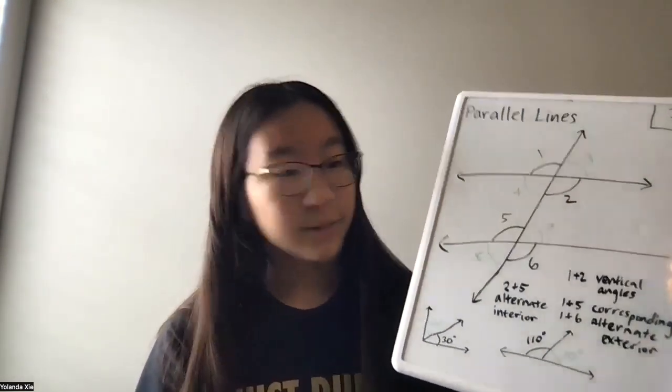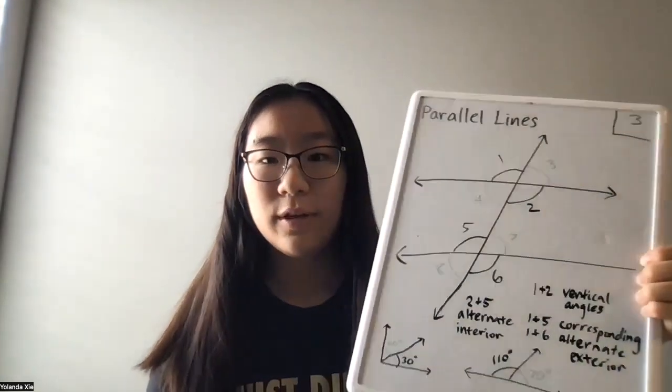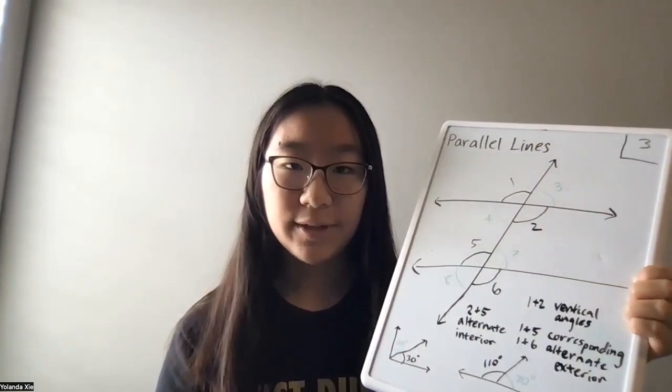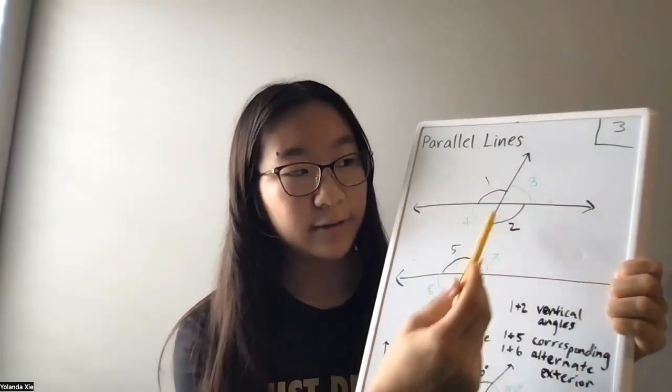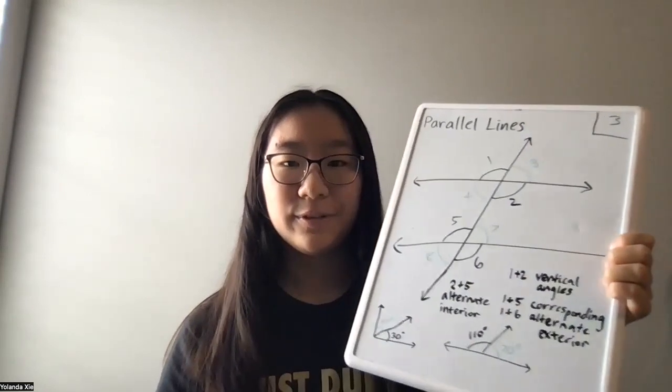Okay, and one last one is angle 2 and angle 5. Those are called alternate interior angles, and they're also congruent. They're interior because they're on the inside of the parallel lines and on alternate sides of the transversal.